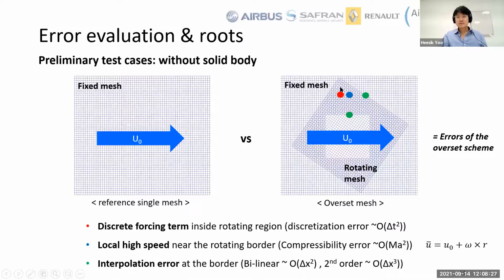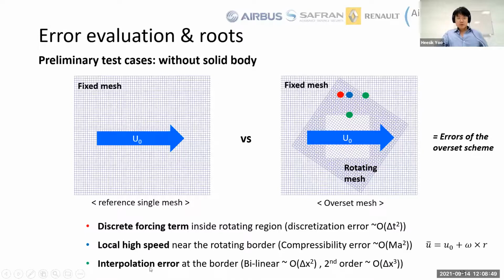And also inside the rotating region, all the flow vectors are defined after adding the rotation mesh speed. So if the rotation speed becomes higher, or the mesh coordinate approaches the outer region of the rotating mesh, it will have a higher velocity, and it can be another source of error.